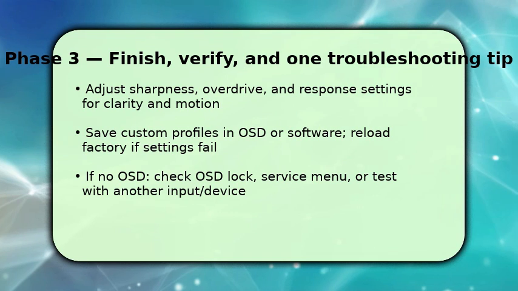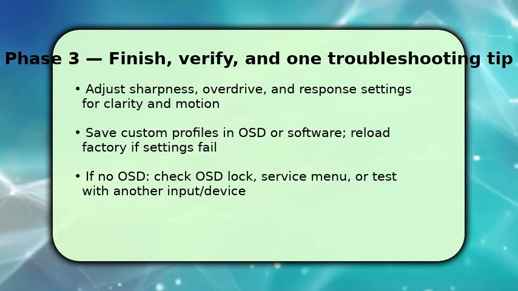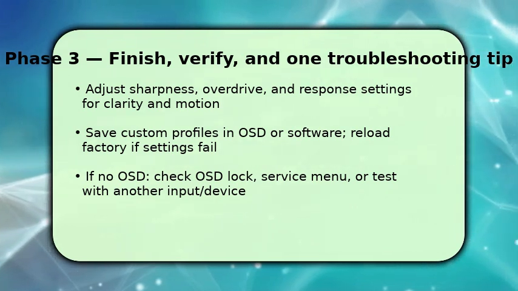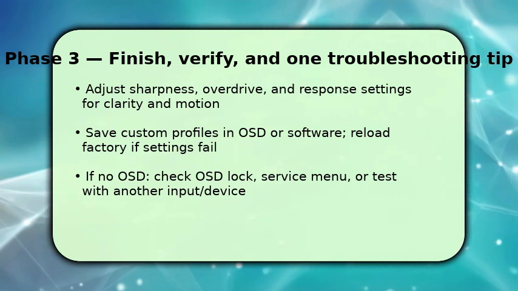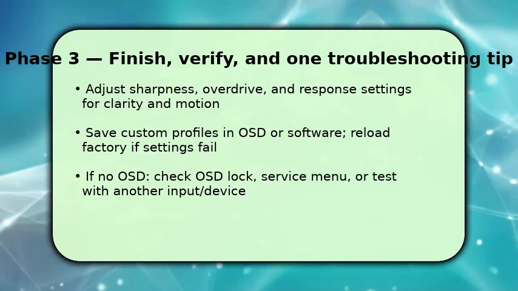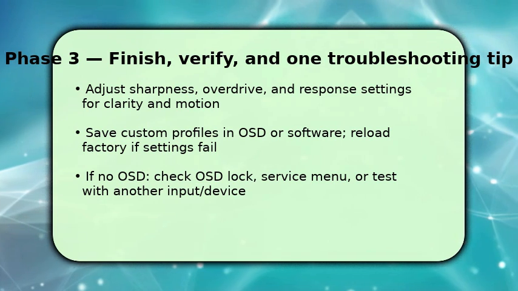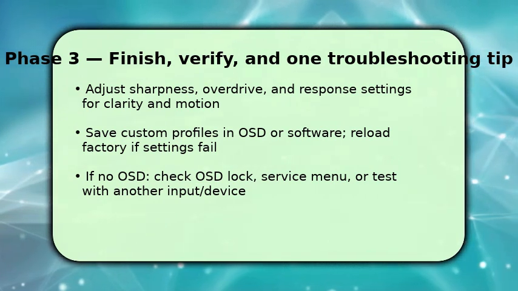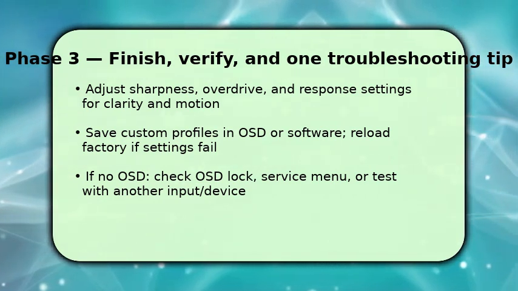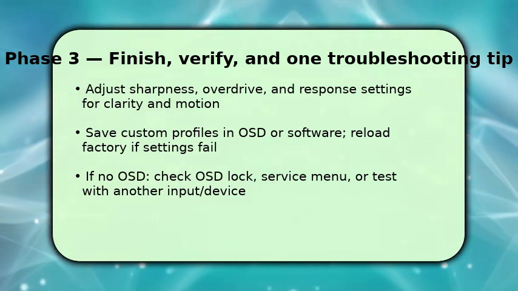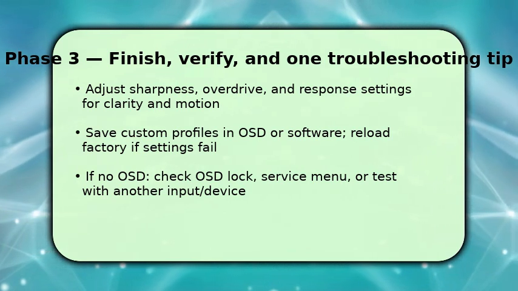Once saved, double-check color across typical apps. If changes don't apply, make sure OSD lock is off, try factory reset, or test with another computer and cable. If the OSD remains inaccessible, contact support after confirming power and internal menu access. That rules out hardware failure.